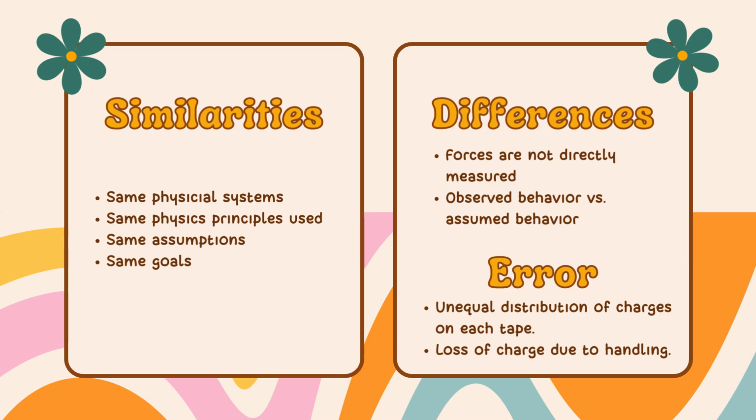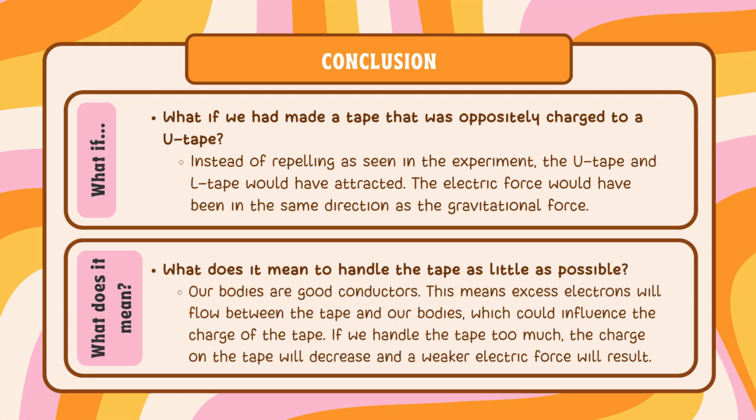So potential error could be that I had unequal distribution of charges on each tape, since I did assume that both tapes were of equal charge. Also, I could have had a loss of charge due to handling. So what if we had made a tape that was oppositely charged to a U-tape? Well, instead of repelling, the U-tape and L-tape would have been attracted. The electric force would have been in the same direction as the gravitational force.